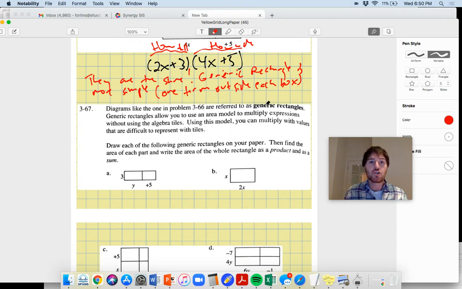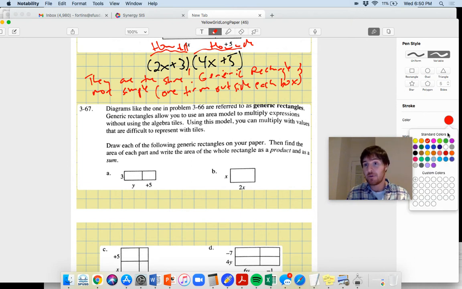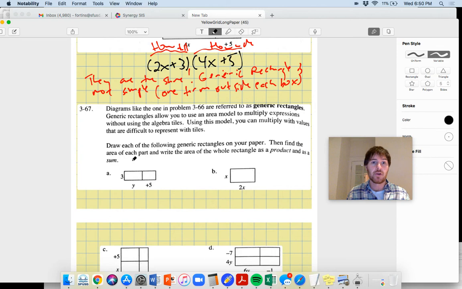Okay, it says draw each of the following generic rectangles on your paper, then find the area of each part, and write the area of the whole rectangle as a product and as a sum. Okay, I've got to be doing all this, please. Please follow the whole directions here. So I know it's already drawn out for you here, but please sketch it out. Come on, get used to it here.